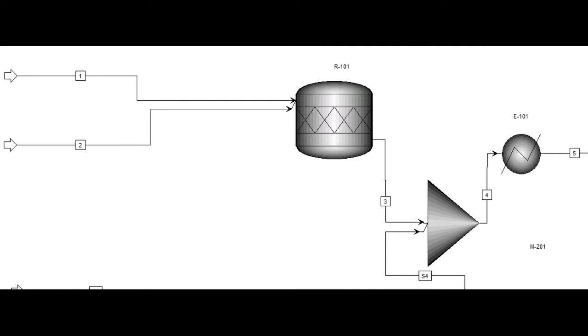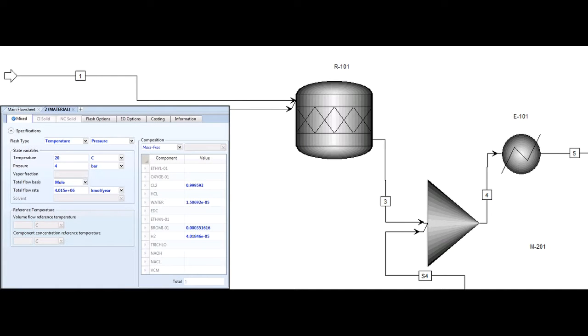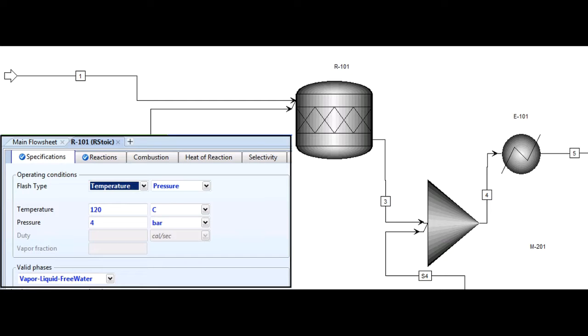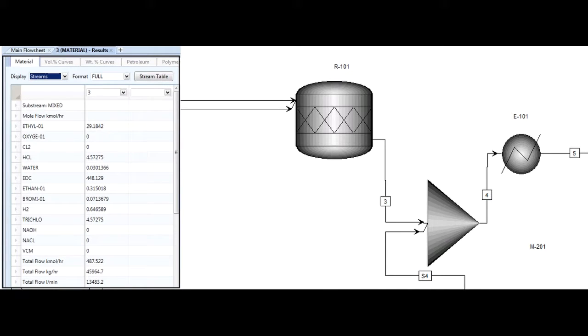Looking at the DC reactor, we have a flow of 4.2 million kmols per year at 99.9% purity of ethylene and around 4 million kmols per year of chlorine at 99.5%, with operating conditions at 120 degrees C and 4 bars of pressure, and the main reaction and side reaction occurring as shown. This gives an outlet of 448 kmols per hour of EDC exiting the reactor.